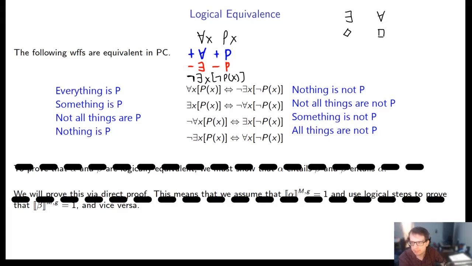So for all X, P of X is the same thing as there does not exist an X such that not P of X. And it doesn't matter what you start with. It doesn't matter what system you use, whether it's diamonds and boxes or T's and P's in tense systems. This trick will always work for finding equivalent formulas.